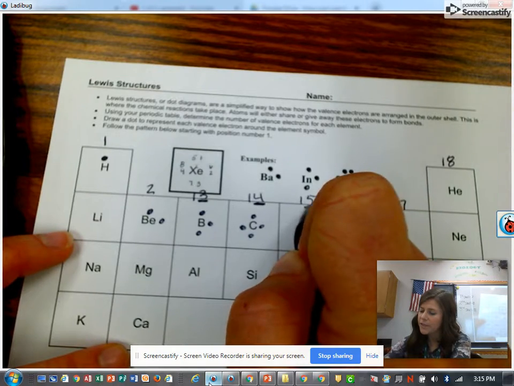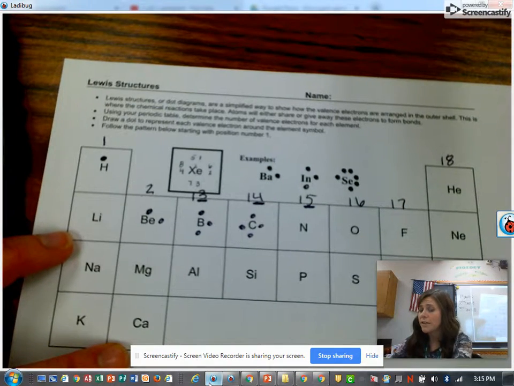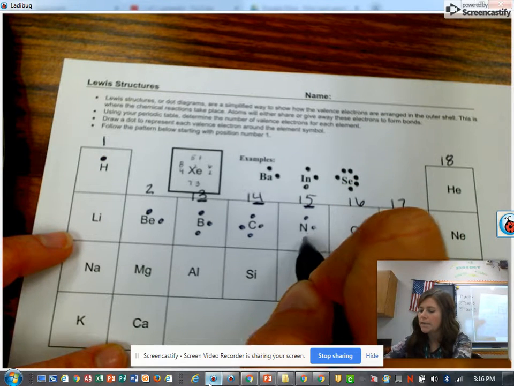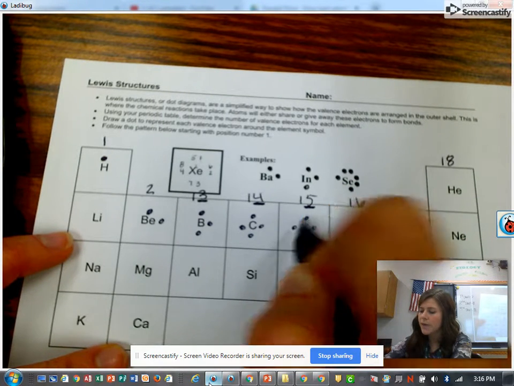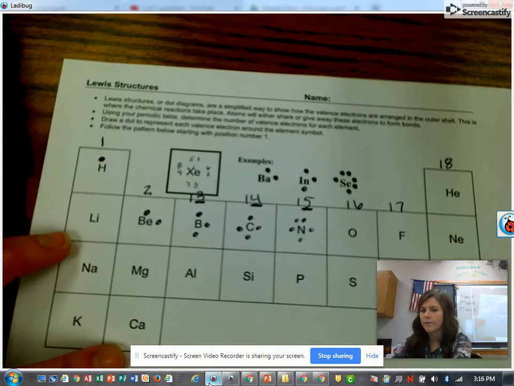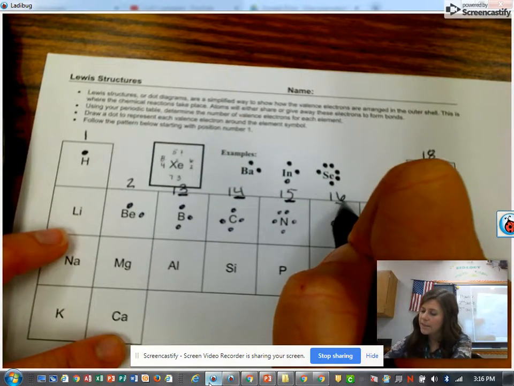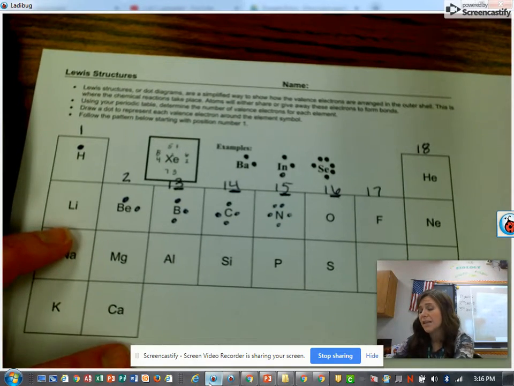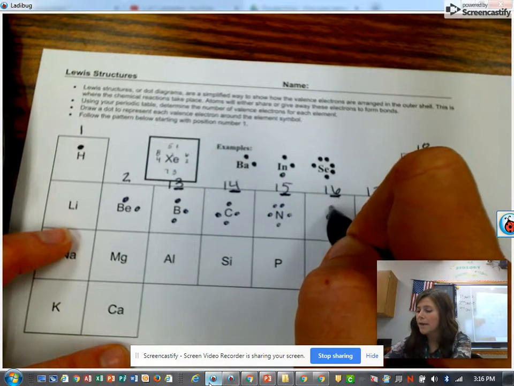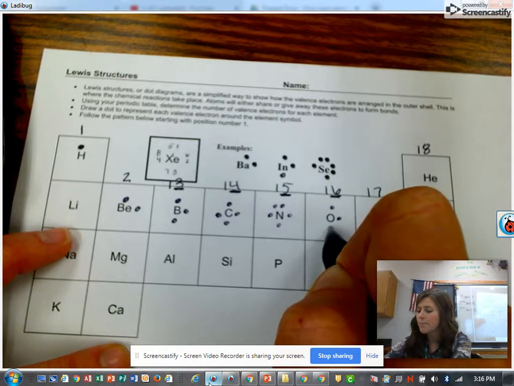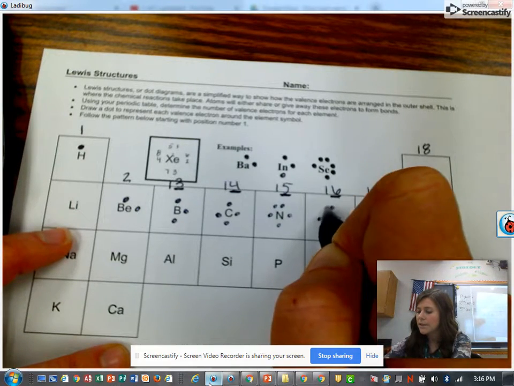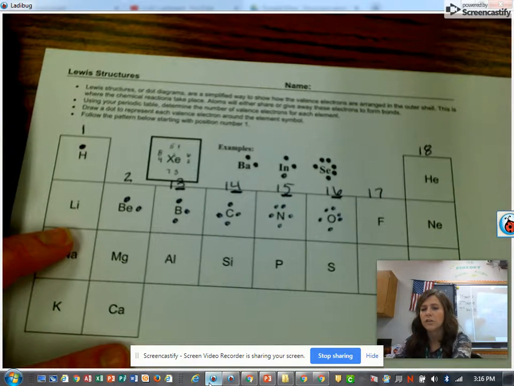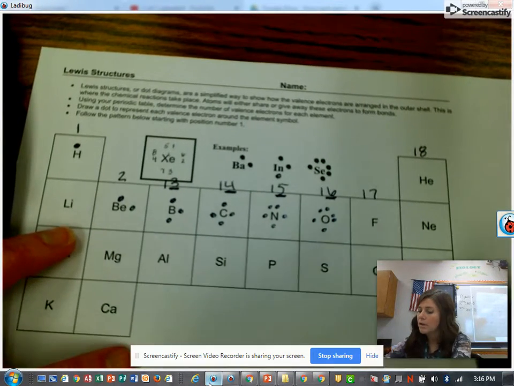Nitrogen is in group 15. We're going to draw 5 valence electrons. Following the pattern, we start at the top, go to the right, bottom, left, and we're back at the top. Oxygen is in group 16, so it's going to have 6 valence electrons, and we'll follow our pattern. Top, right, bottom, left, top, that's 5, and then we have 1 more for 6. So oxygen would look something like this.